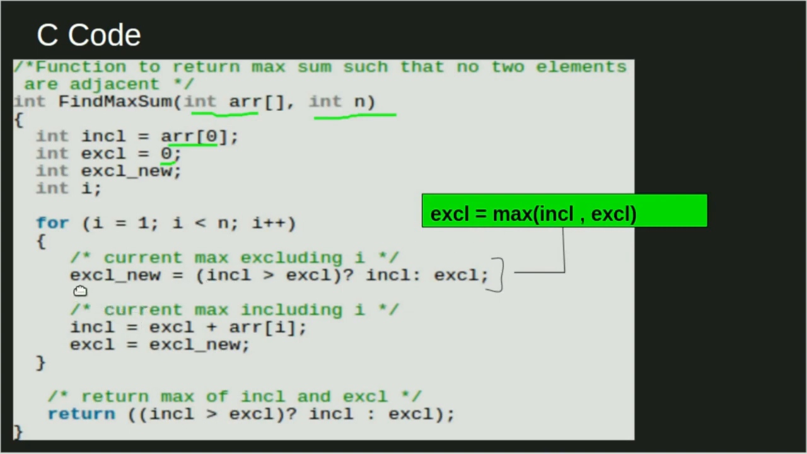You must be wondering why we haven't stored it directly in exclude. We have used another variable to temporarily store the maximum value. We need the previous value of exclude in this step, so we can't change it now. So we temporarily store it in exclude new, and in the next step we will store this value to exclude. We will continue this loop. Finally, we will return the maximum of include and exclude. This will be our answer.